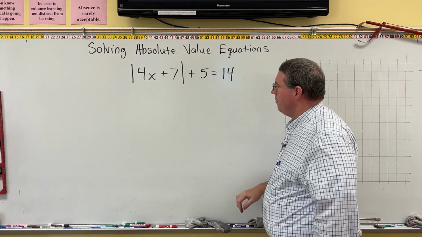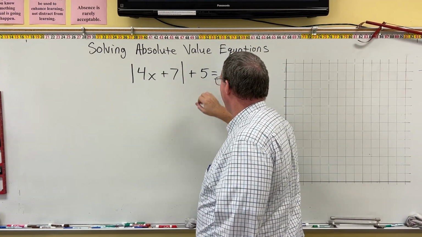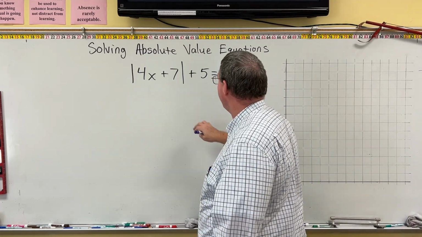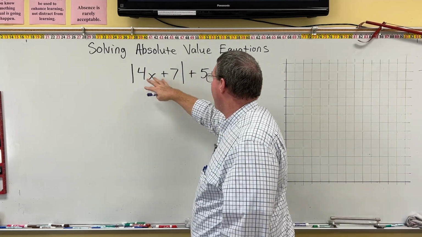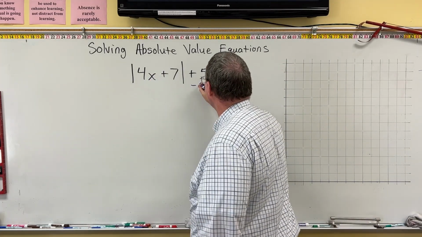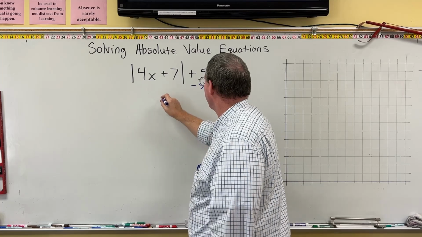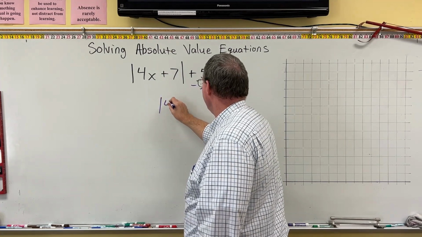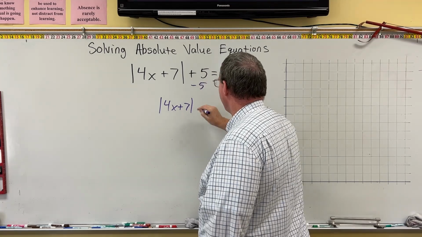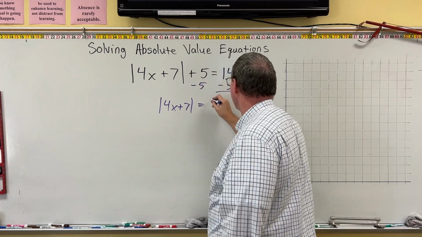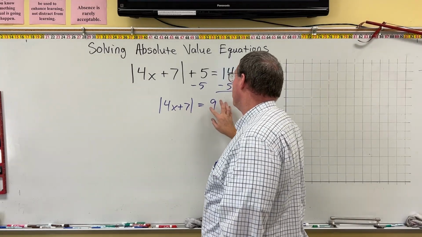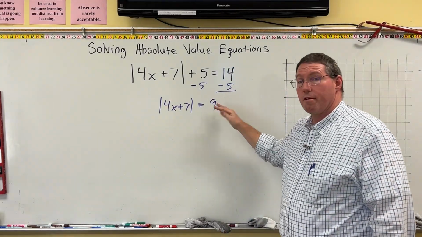So we have the absolute value of 4x plus 7 plus 5 is equal to 14. Now remember what I said. We cannot have this plus 5 here. We have to have the absolute value part by itself. So we're going to subtract 5 from both sides. So we're going to carry this down. Absolute value of 4x plus 7. 5 minus 5 is 0. That cancels. Equals 14 minus 5 is 9. This is okay. We can have the absolute value equal to a positive 9 because this is a positive number.